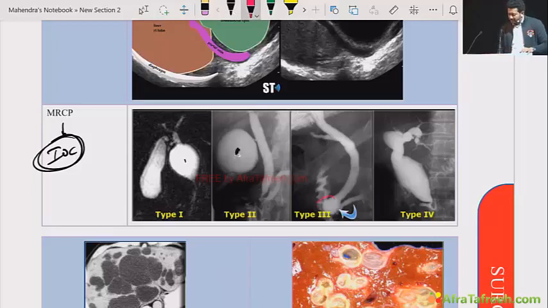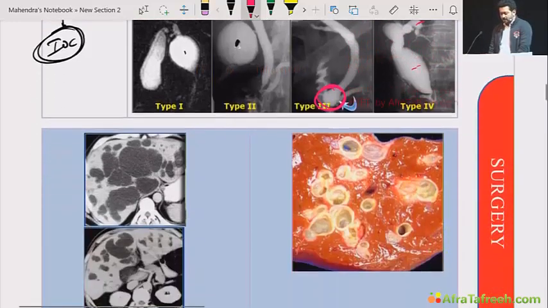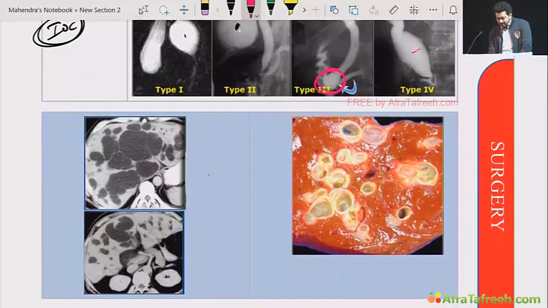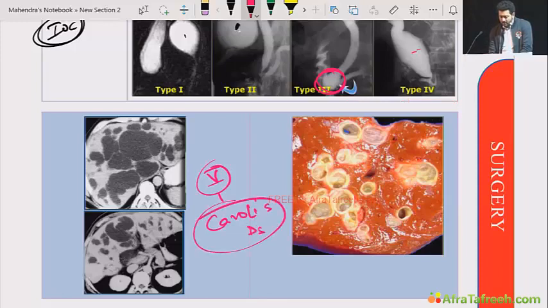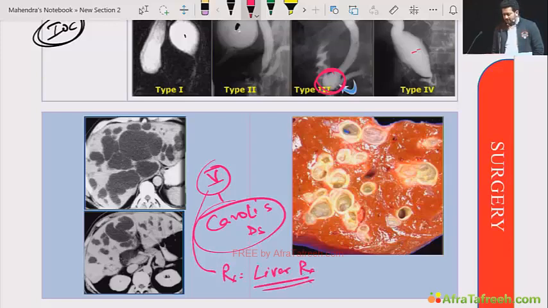Type 3 is the dilatation of the intraduodenal part of the CBD. Type 4A, when you will see both the intrahepatic as well as extrahepatic dilatation. Type 5 is Caroli's disease, where you will see multiple intrahepatic dilatations. For Caroli's disease, the treatment is liver transplant. Liver transplant is the main treatment for Caroli's disease.